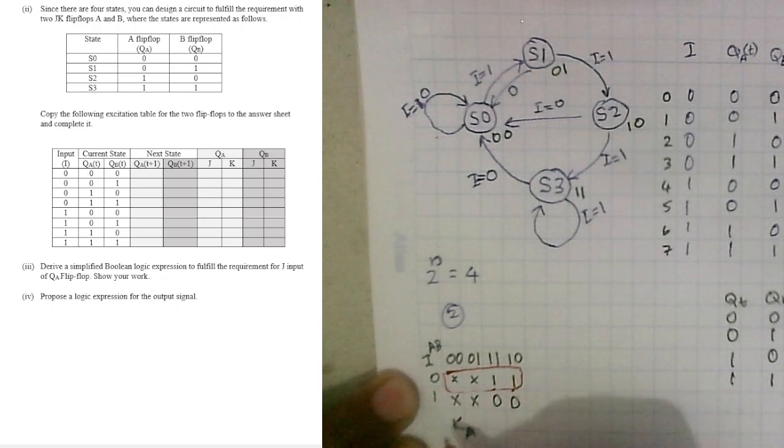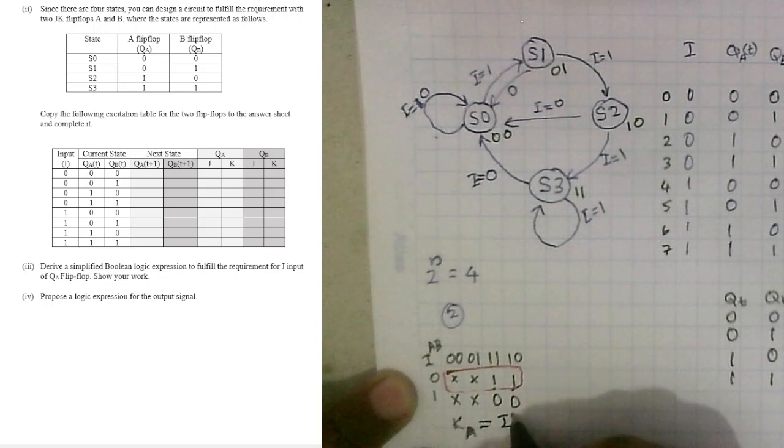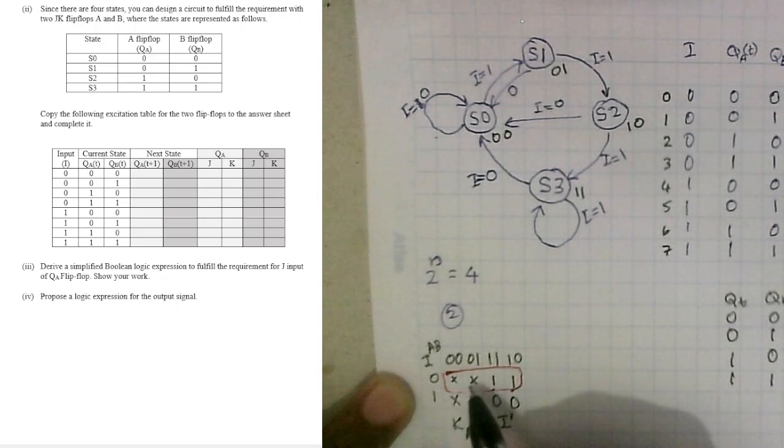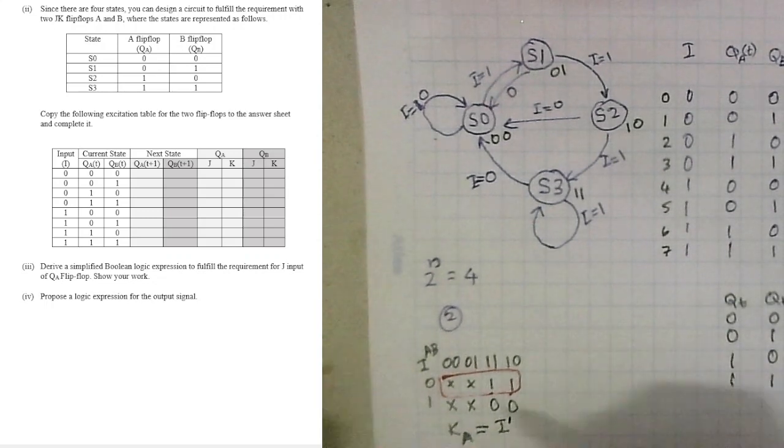Then we don't care about I as well, right? Sorry, we don't care about A as well. We only need I bar, right? This I bar is the entire signal needed, right? So I have KA equals I bar. As far as these two are included, we don't mind what happened here. So we can include it to simplify our circuit.